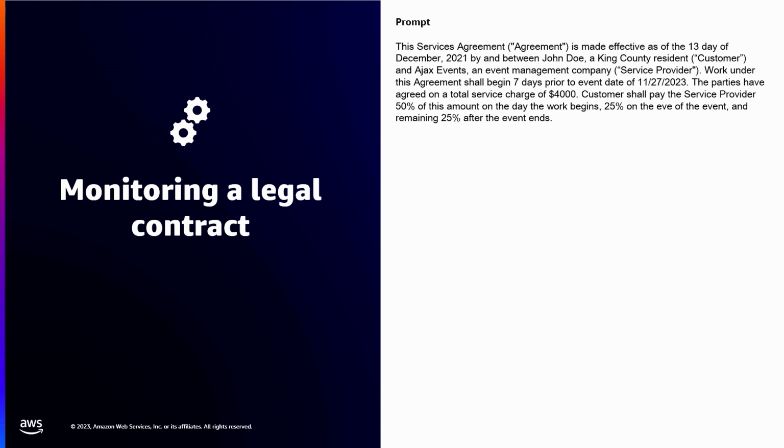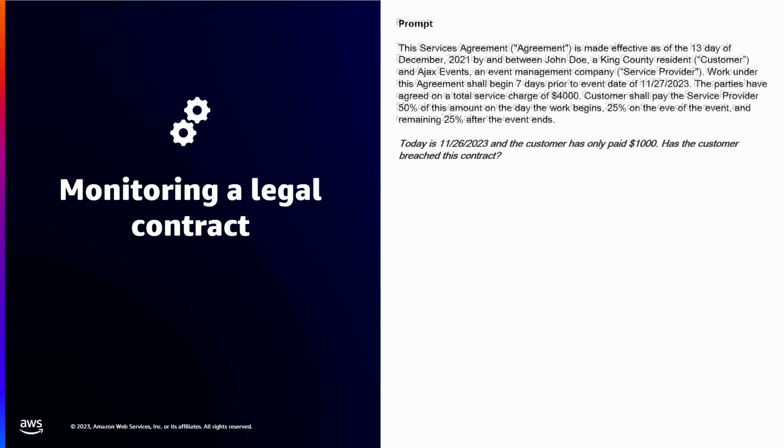Now, let's look at how you could use a similar capability to up-level a workflow that is particularly cumbersome. In this example, I have a fictitious events company that has a very complex payment schedule that their clients have to adhere to. Now, you can imagine that as an events company, you may have hundreds of such agreements live at the same time, and it could be particularly challenging for you to track whether customers are adhering to your service agreement or not. But this is simplified by use of text generation models.